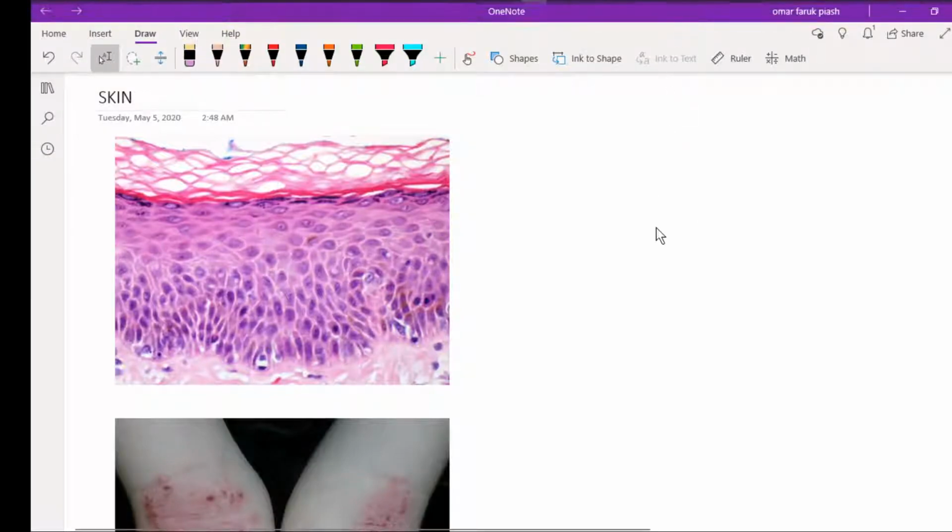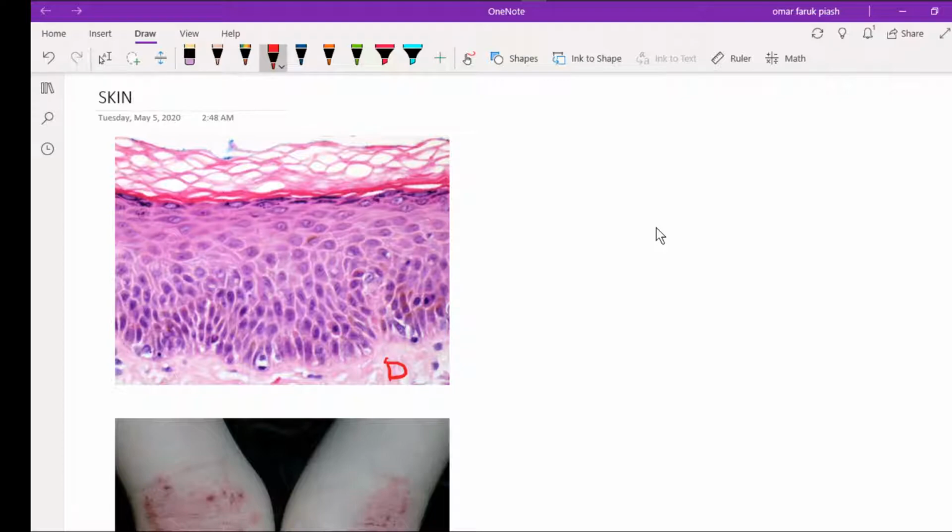Assalamualaikum. Now I would like to talk about skin, and I would describe some skin pathologies step by step. This is a picture of a skin. This is dermis, where there are blood vessels, nerve endings, connective tissue, and lymphatic vessels.